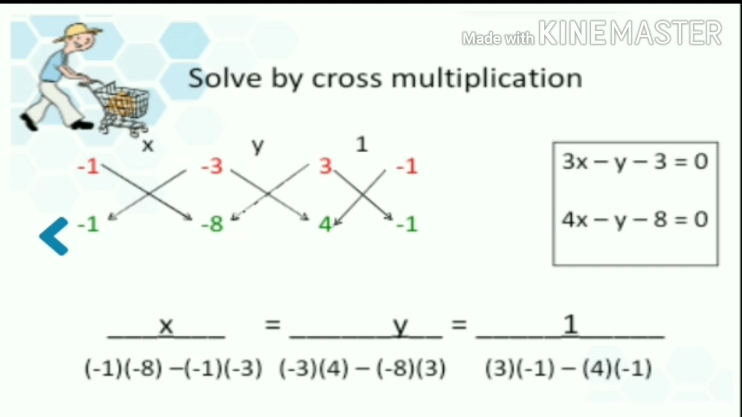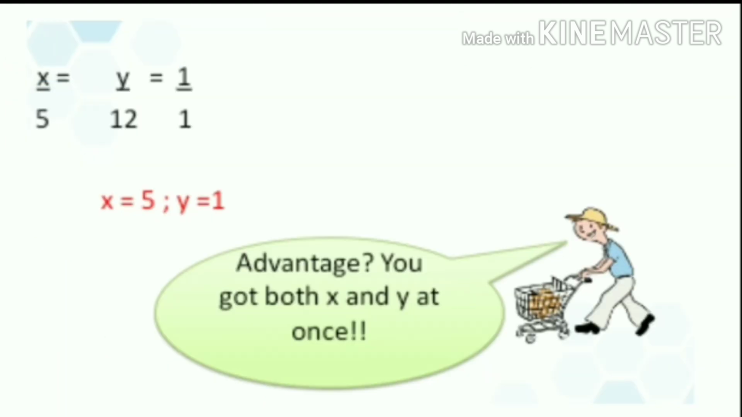Now we need to solve. So when we solve it, 8 ones are 8 and it will be minus minus plus. And 3 ones are 3 and the other 3 minus, so it will become minus minus plus and then plus minus minus. So 8 minus 3, that is 5. So x upon 5 will come. Same thing we will solve here and here. So what we get after solving is x upon 5 is equal to y upon 12 is equal to 1 upon 1.